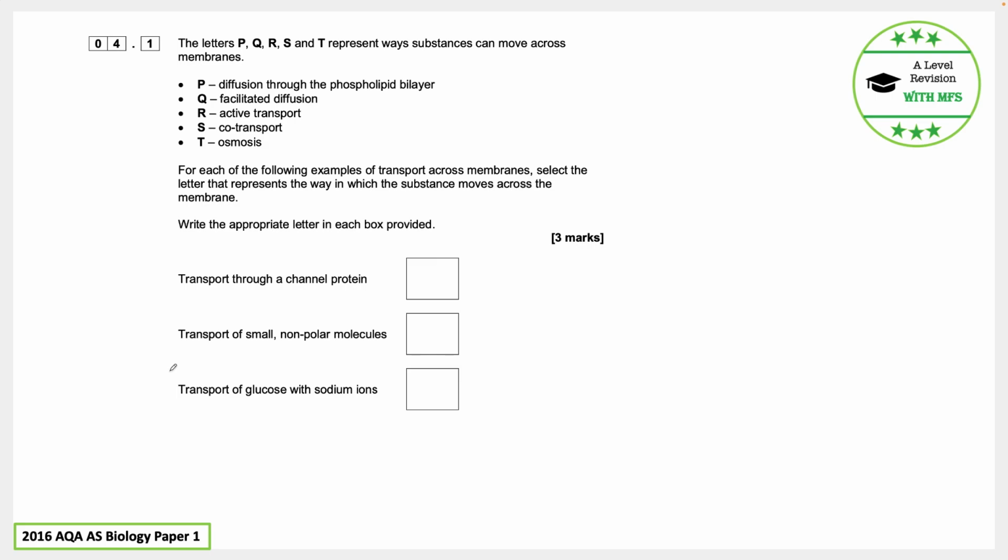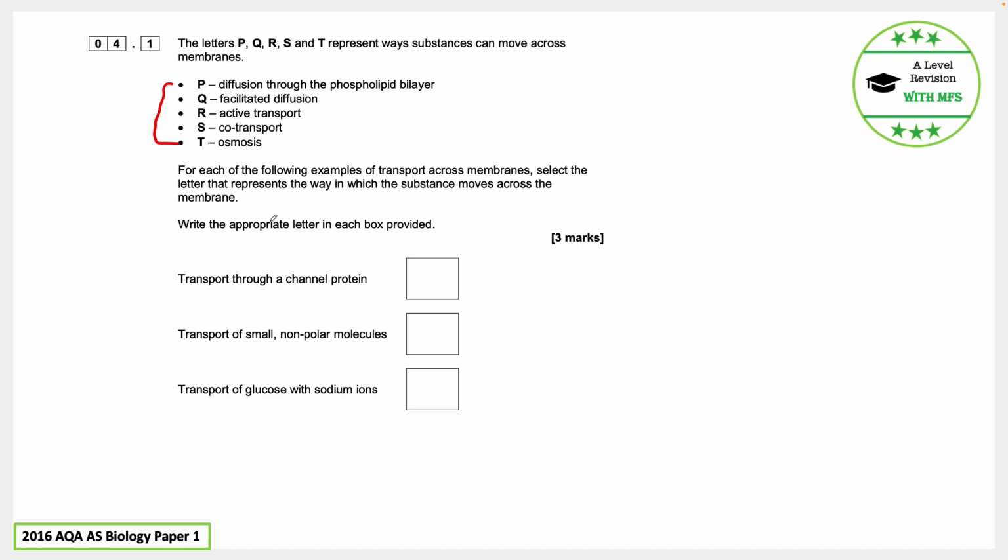Our first question is from the 2016 AQA AS Biology Paper 1 and states the letters P, Q, R, S and T represent ways substances can move across membranes, and we're given the range of ways. So we've got simple diffusion, facilitated diffusion, active transport, co-transport and osmosis. We are given three scenarios and we just need to put the correct letter in the box as to how the molecules, ions, gases are moving.